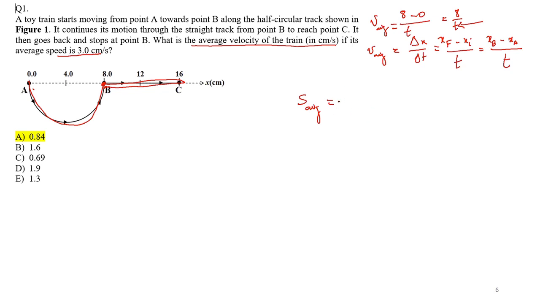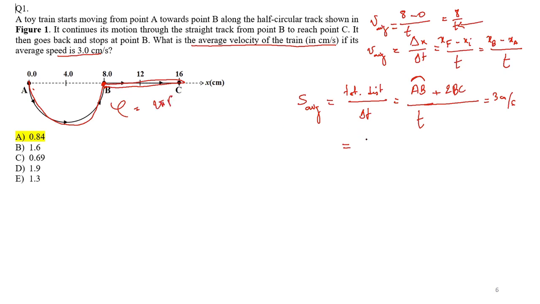So what do I have here? Average speed is total distance divided by delta t. What is the total distance covered by the toy train? It's this half circle, AB, but it will cover BC and CB, so 2 times the distance BC. And this is equal to 3 centimeters per second. So what is AB? AB is half a circle. The circumference of a circle is 2 pi r, so half of that will be pi r.